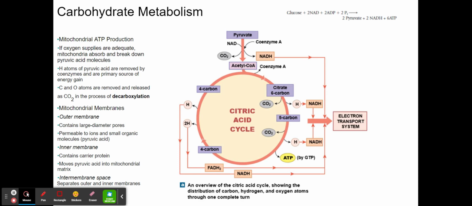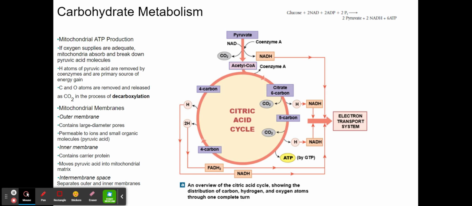Recall that a double membrane surrounds each mitochondrion. The outer membrane contains large pores that are permeable to ions and small organic molecules such as pyruvate. Ions and molecules easily enter the intermembrane space, separating the outer membrane from the inner membrane. The inner membrane contains a carrier protein that moves pyruvate into the mitochondrial matrix, where it's broken down through the citric acid cycle.